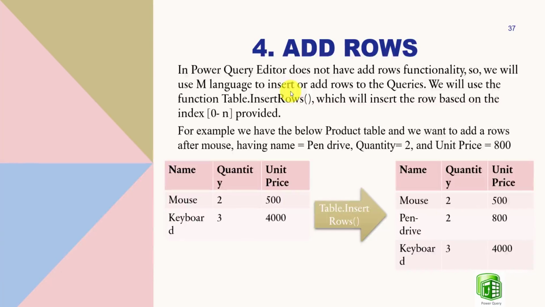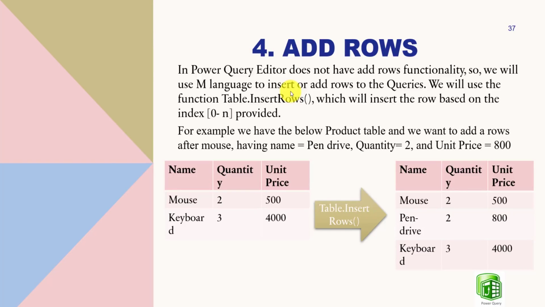Hello everyone. Today we will see how we can add rows to the query in Power Query Editor. Also we will see how we can remove rows, add columns, remove columns, split column and combine column. As Power Query Editor does not provide any add rows functionality, we will use M query language to insert or add rows to the queries.